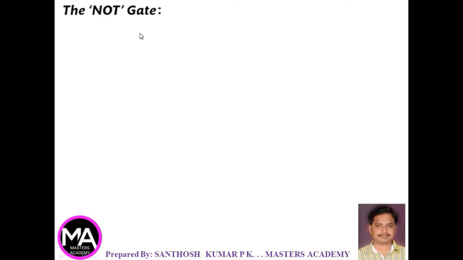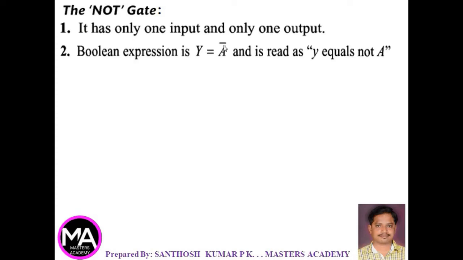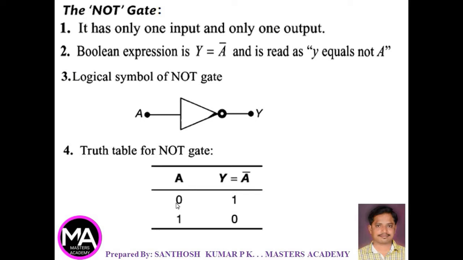The third type of gate is the NOT gate. It has only one input and only one output. The Boolean expression is Y is A NOT. The NOT gate is also known as an inverter gate. The logic symbol is as shown here. The truth table. So only one input. If it is 0, the output will be the inversion of 0, which is 1. If the input is 1, the inversion is 0.